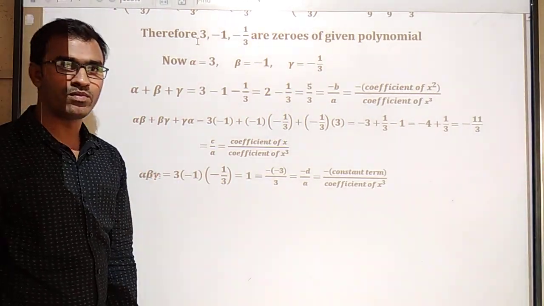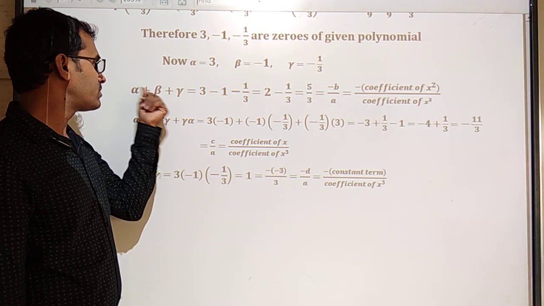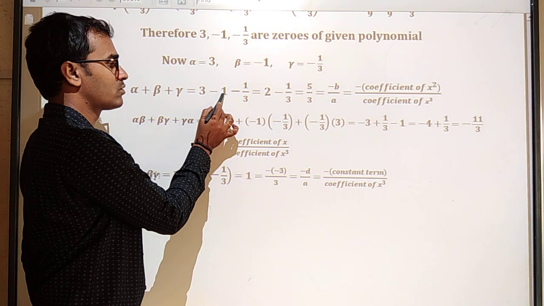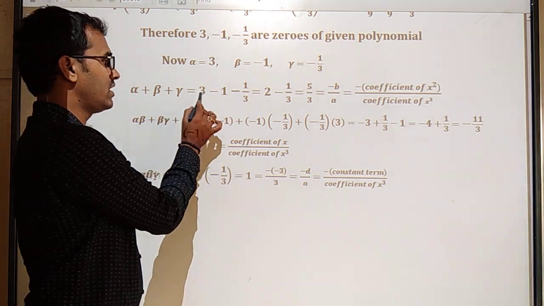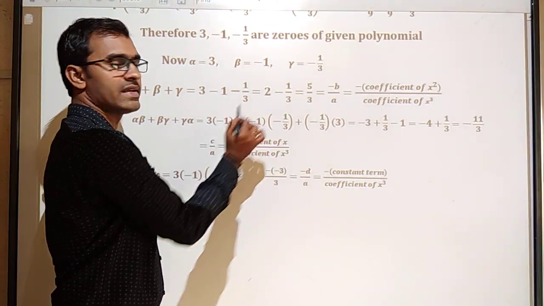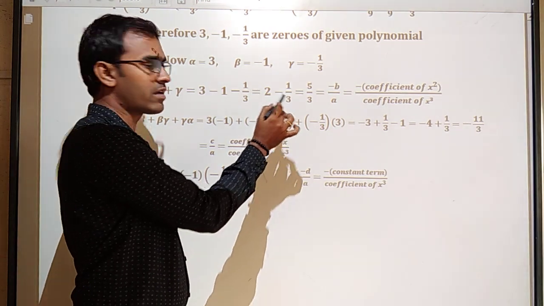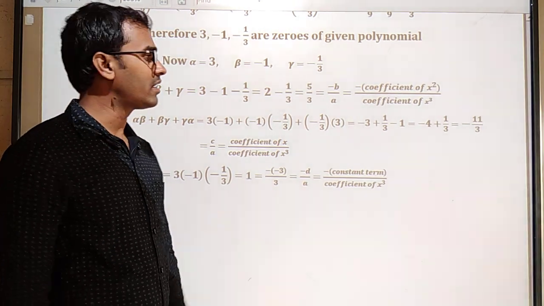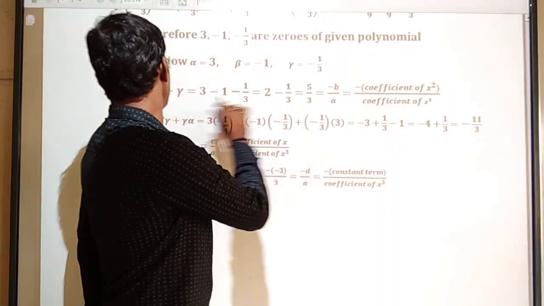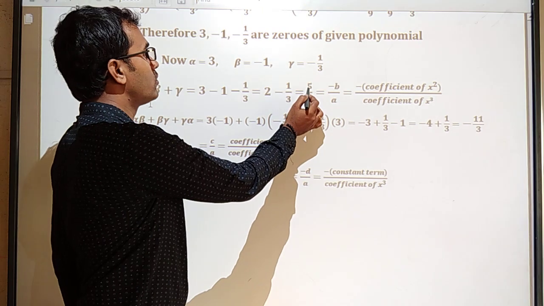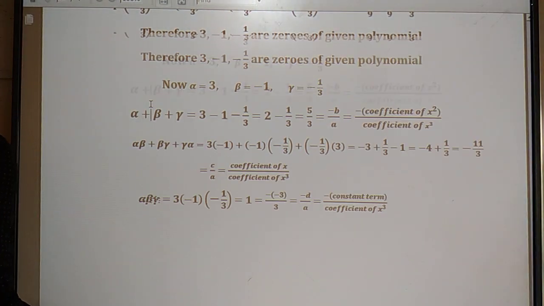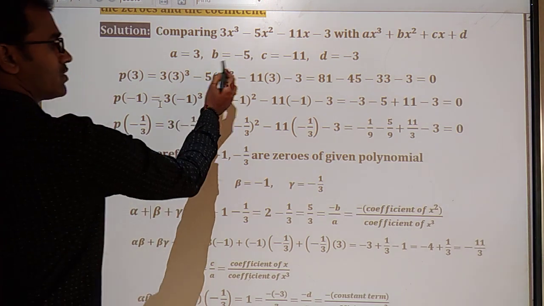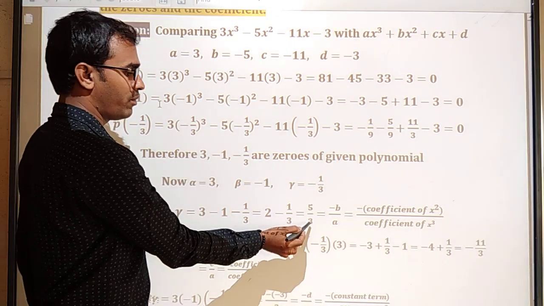Right? The sum of zeros equal to alpha plus beta plus gamma. Alpha plus beta plus gamma is 3 minus 1 minus 1 upon 3. So 3 minus 1 is 2, minus 1 upon 3 as it is. Again take LCM or cross multiplication: 6 minus 1, 5 upon 3. Right? 5 upon 3. So now comparing, here 5 upon 3.